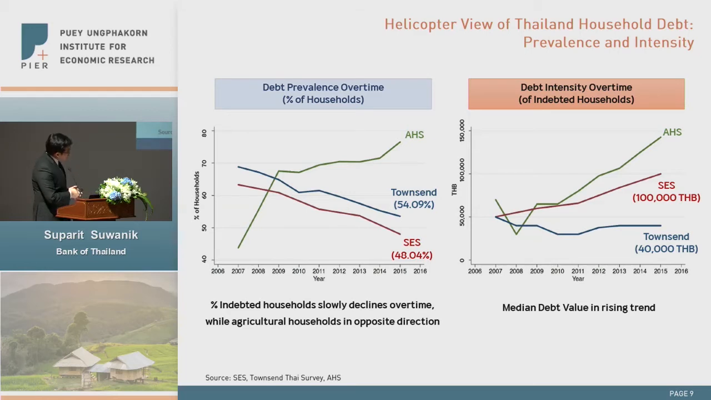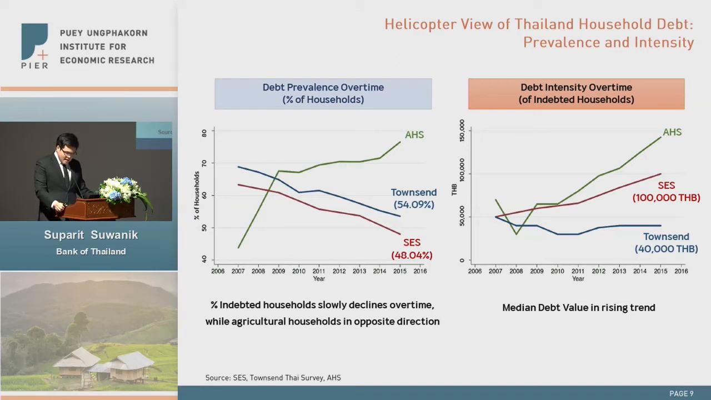From the graph on the left, you can see that the percentage of indebted households has been decreasing since 2007, according to both the 1,000 Thai survey and the SES. But on the other hand, there is the opposite direction from the AHS, which is on a rising trend here.